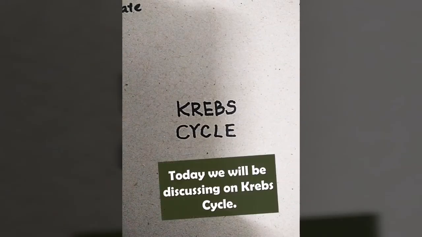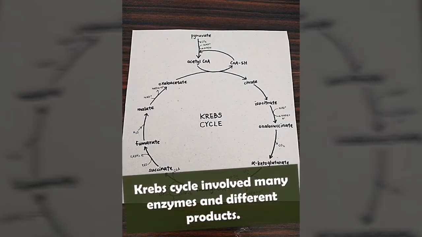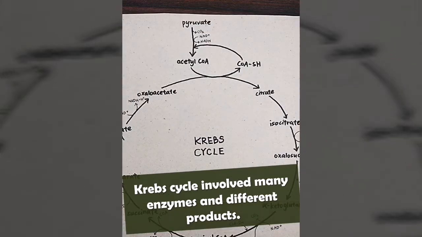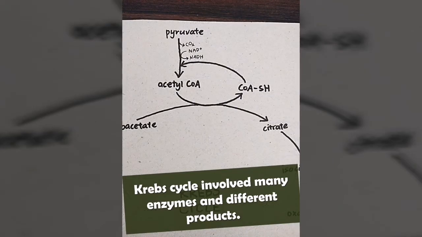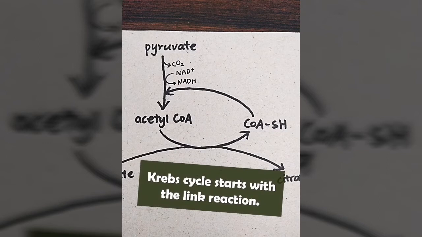Today, we will be discussing the Krebs cycle. This is the pathway of the Krebs cycle. The Krebs cycle involves many enzymes and different products. The Krebs cycle starts with the link reaction.